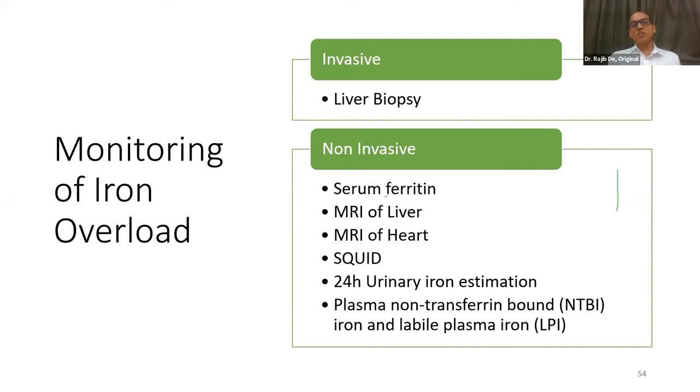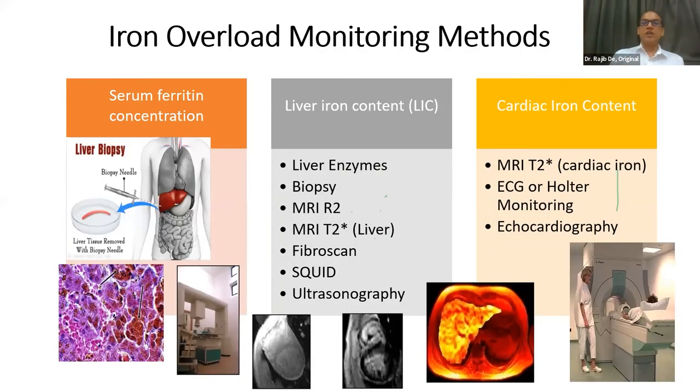But the other method is serum ferritin. Liver iron concentration, previously we used to do by liver biopsy, but it is invasive. Now we estimate liver iron by MRI of the liver or MRI of the heart. SQUID is not available. So important is serum ferritin, which is available in almost all the centers where thalassemia patients are being treated. But there are some fallacies. And nowadays, the ideal method of iron estimation is MRI of liver and heart. So cardiac iron estimation and liver iron estimation we can do by T2 star MRI.